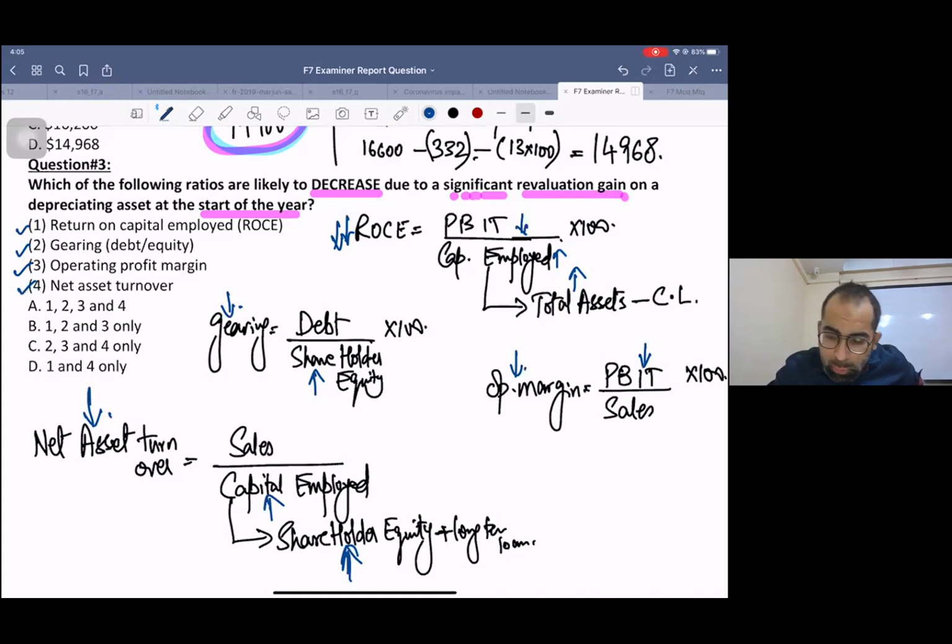So 1, 2, 3, 4. Answer is A. This is all about concepts. Even sometimes we discuss such things in our F3 paper. This was a general question. You all should not lose marks on this. These are cash marks.